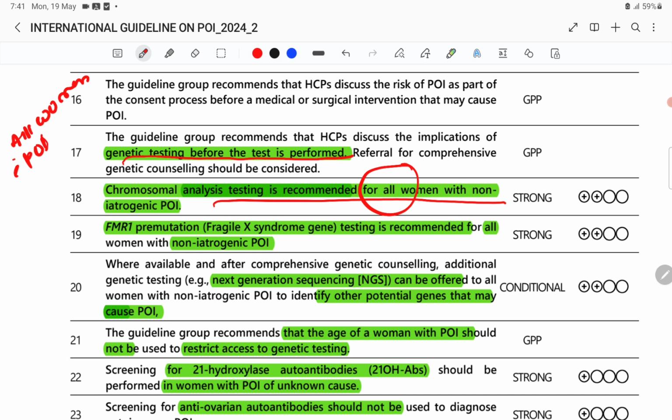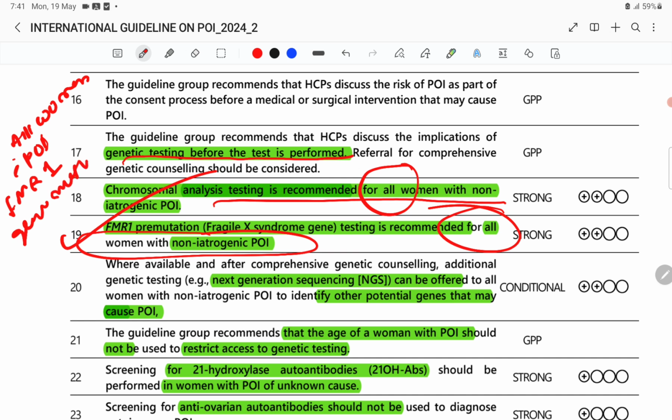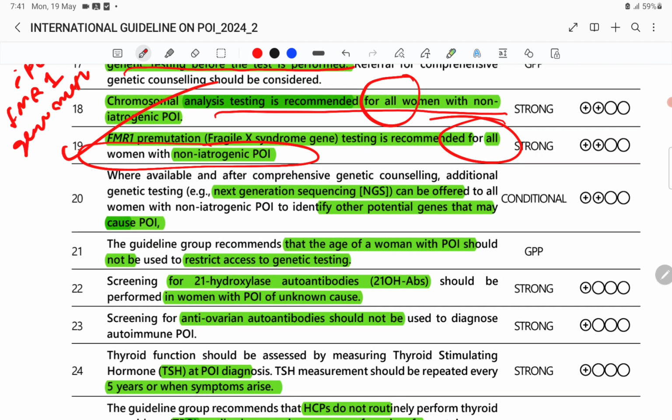For all women with non-iatrogenic POI, FMR1 gene mutation testing has to be done. That is associated with Fragile X syndrome. Where available, after comprehensive genetic testing, counseling, and additional genetic testing, next generation sequencing can be offered to all women with non-iatrogenic POI to identify other potential genes that may cause POI.